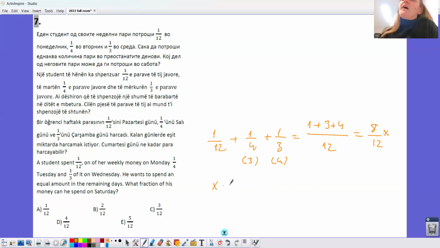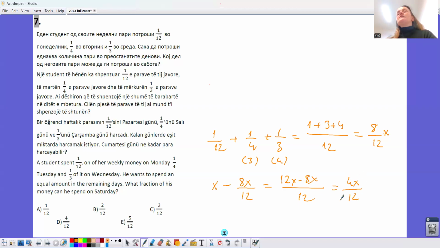So I will find how much of her money is left, by subtracting from the total money. So this will become 12x minus 8x over 12, which is 4x/12. This is what is left. Now you can simplify this by 4, which will be x/3 is left.